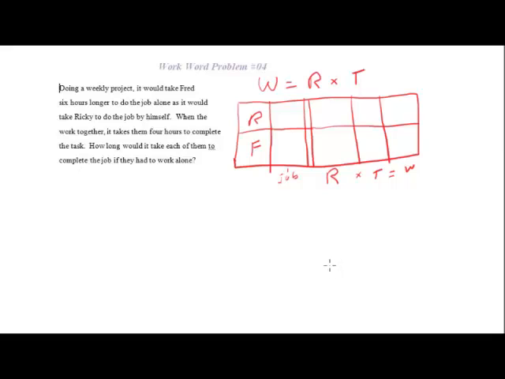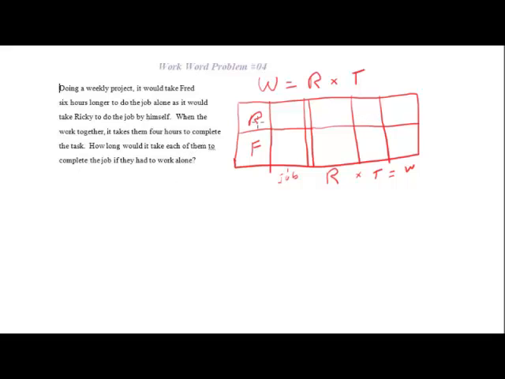In our fourth word work problem, we will notice a difference from the other three. The problem reads, during a weekly project, it would take Fred 6 hours longer to do the job alone as it would take Ricky to do the job by himself. But it doesn't tell us how long Ricky would take to do the job, just that Fred would take 6 hours longer. We do know when they work together, it would take them 4 hours to complete the job working together. So that's going to be our time over here.